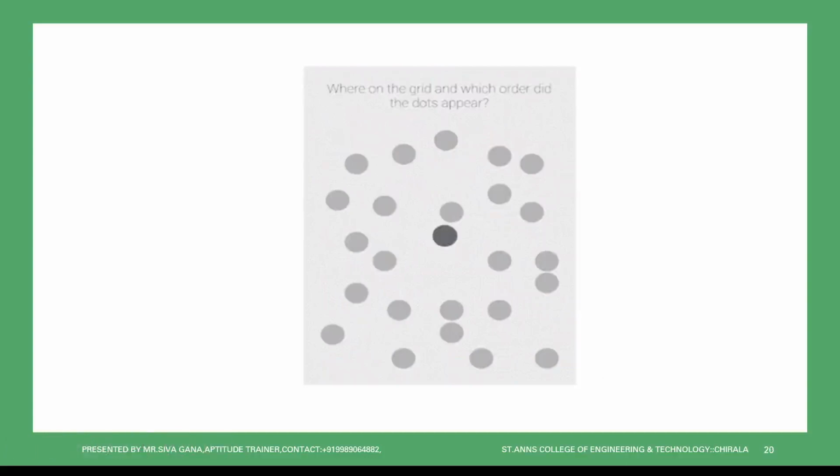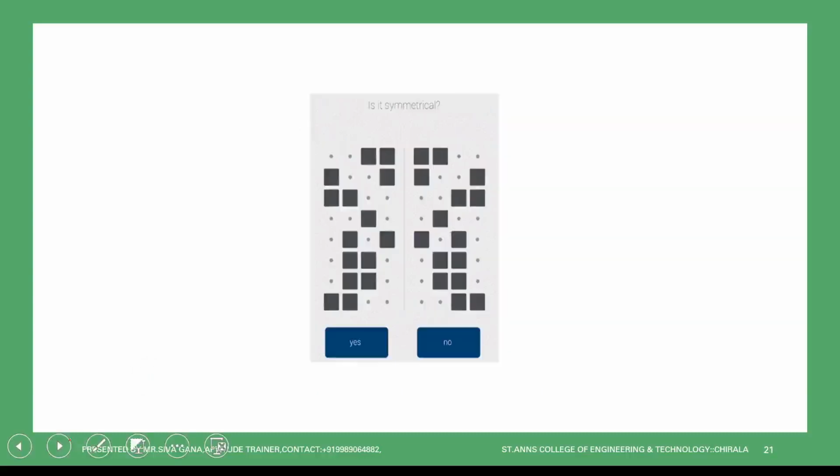Next again the dots. Here the filled dot is here. First dot is here. You need to remember. Second dot is here. You need to store it in memory, right? Next one is whether this is symmetry or not. Yeah, it is symmetry. Press yes in unlock.